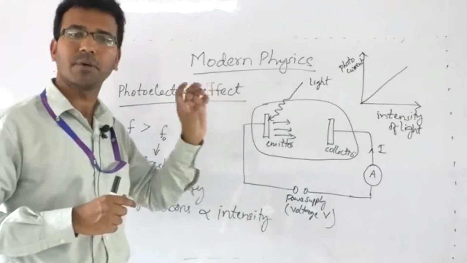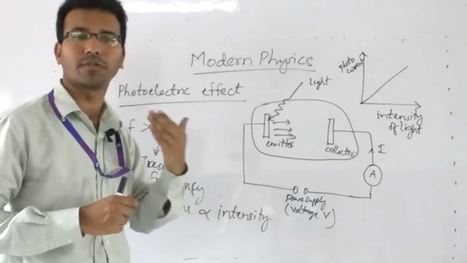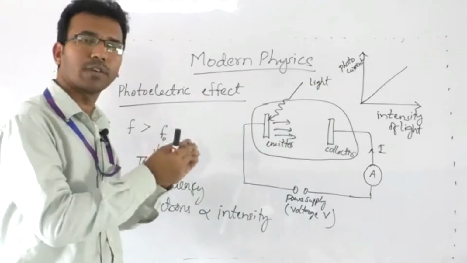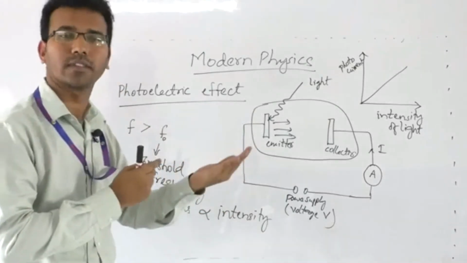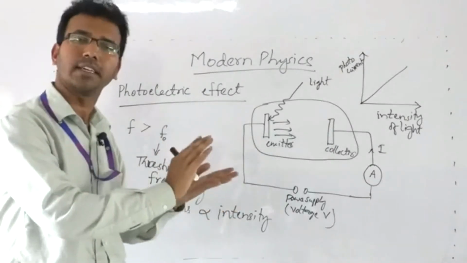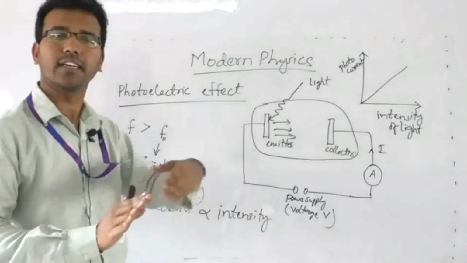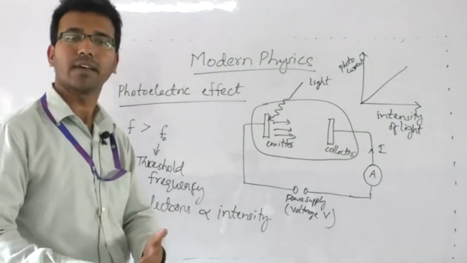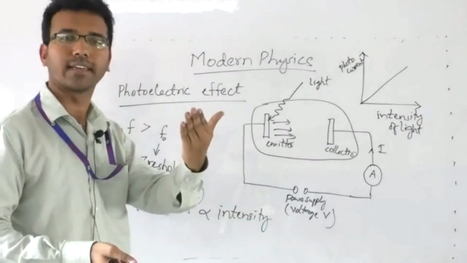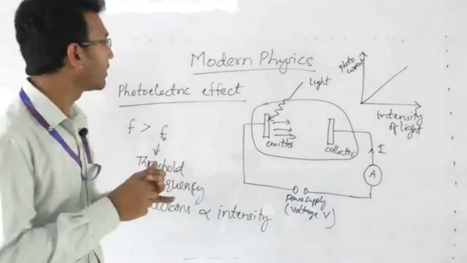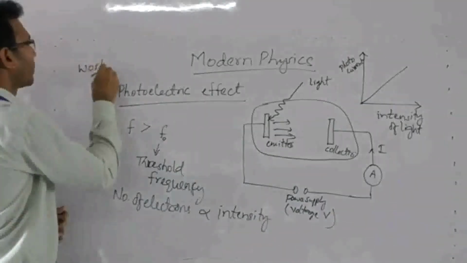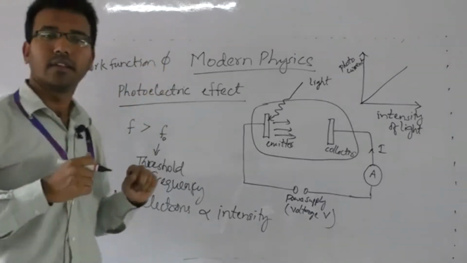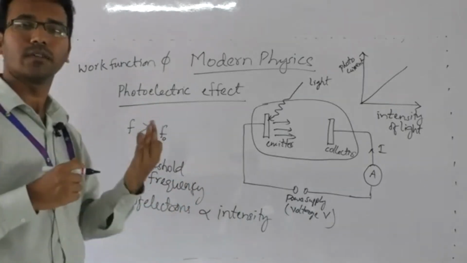Because for every metal, there is a minimum amount of energy that is required to make an electron come out of the surface. Take any metal, any atom. Minimum amount of energy has to be given for the electron to just come out of the surface. Once you give that minimum energy, then the electrons are free from the surface and it can go out. That minimum amount of energy that is required to take an electron from inside an atom to outside, to the surface of the metal, is called work function, and it is denoted by phi. This is the minimum amount of energy that is required to take an electron out of the metal surface.